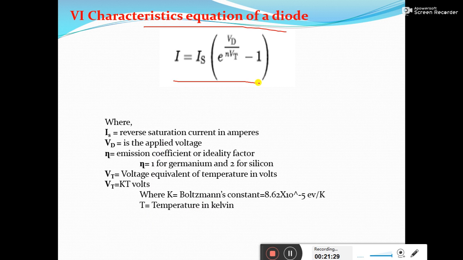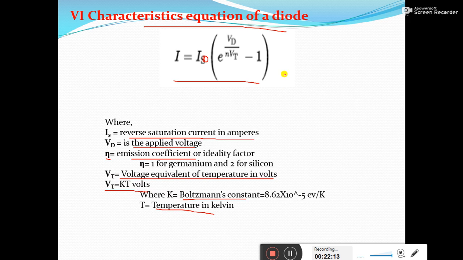That equation is I equal to Is, or sometimes in some books Is is represented as I naught, which is nothing but the reverse saturation current, times e to the power of Vd divided by eta Vt, minus 1. If you know the individual terms: Is is the reverse saturation current, Vd is the applied voltage, eta is the emission coefficient, which is equal to 1 for germanium and 2 for silicon. Vt is the voltage equivalent of temperature in volts, given by kT, where k is the Boltzmann constant and T is the temperature in Kelvin.